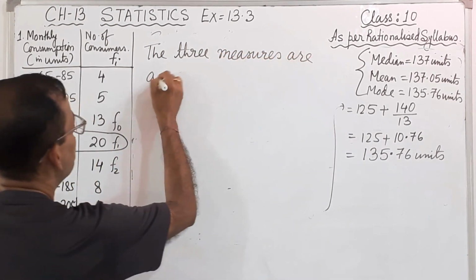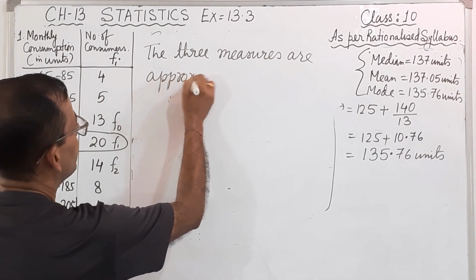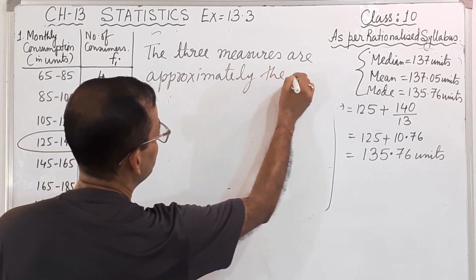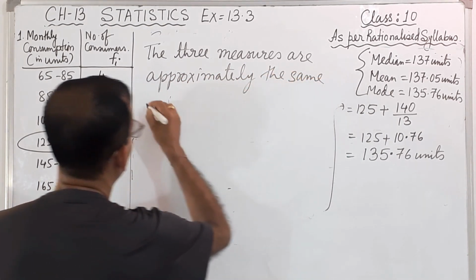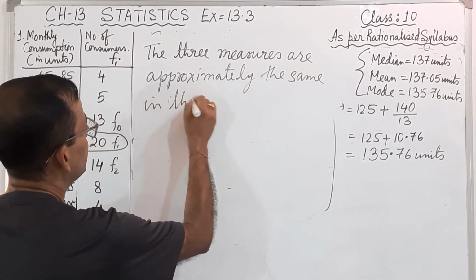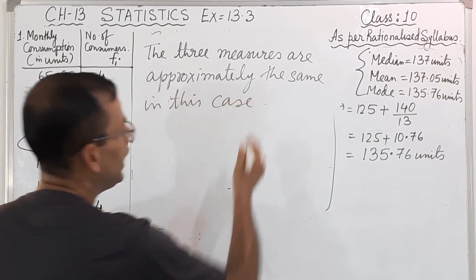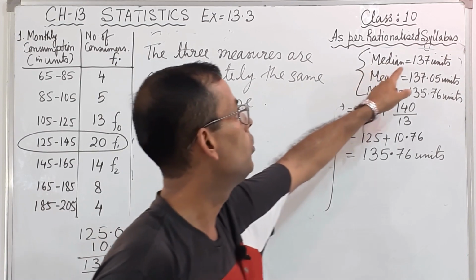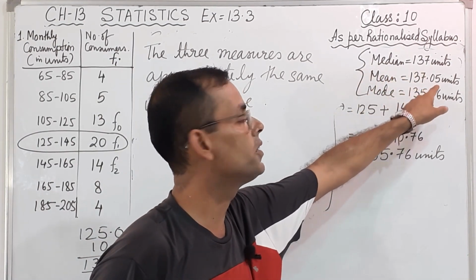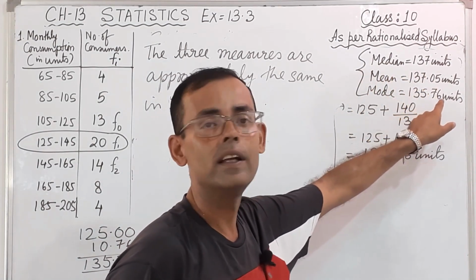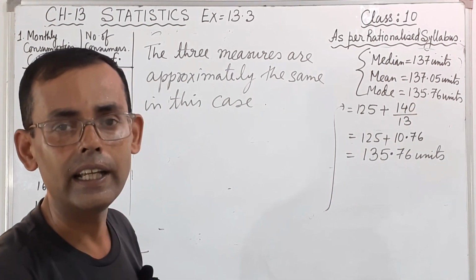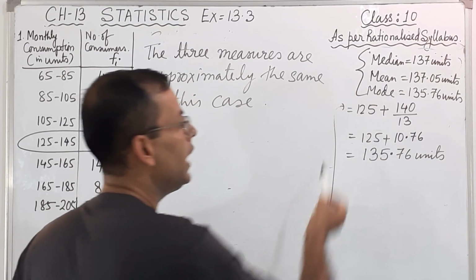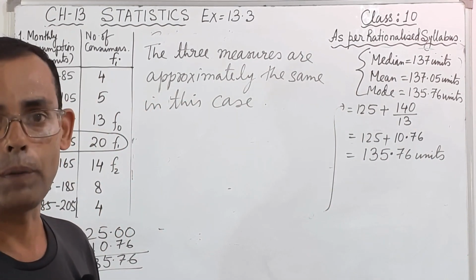are approximately the same in this case. They are almost the same in this case. Okay, see 137 units, 137.05 units and 135.76 units. They are almost the same. Okay, median, mean and mode, and that is the comparison.